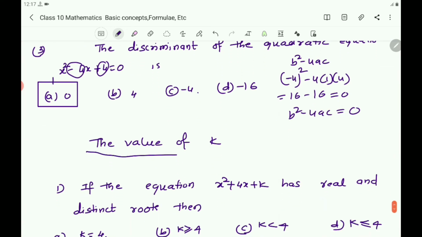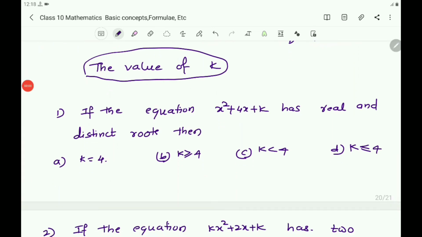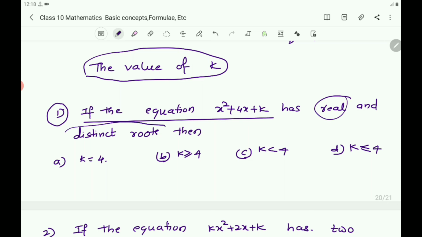Next, one more type of question will be asked, that is to find the value of k, which depends upon the nature of the roots and b square minus 4ac. Now let us discuss the type of question which may come as an MCQ. If the equation x square plus 4x plus k has real and distinct roots, then you take b square minus 4ac. Distinct means not equal, unequal. If the roots are real and unequal, you know that b square minus 4ac is greater than 0.